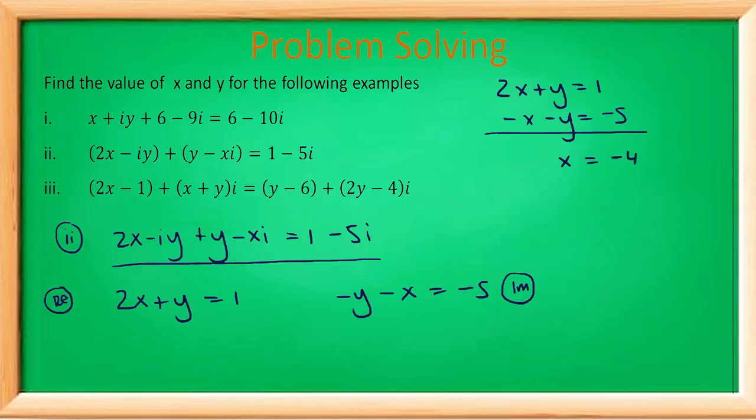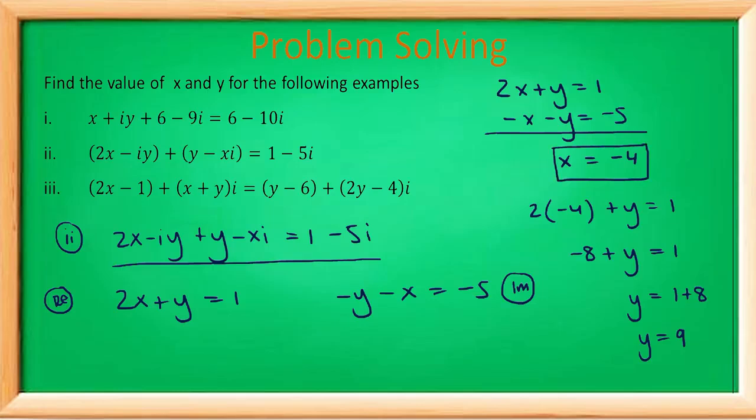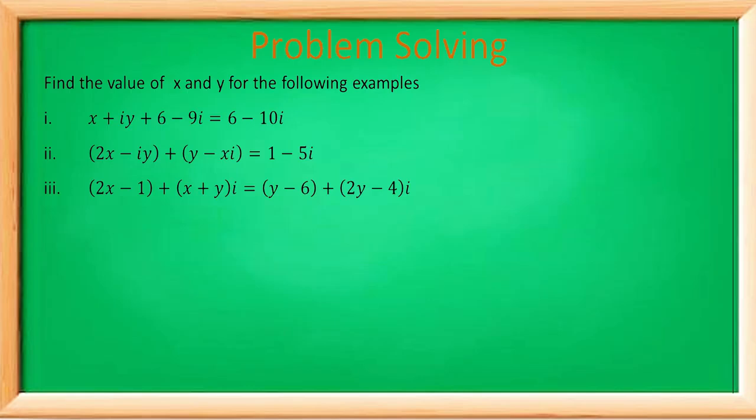Now we use x to find y. So we'll take our first equation. We're going to sub in minus 4. So we have negative 8 plus y equals 1. Therefore, y equals 1 plus 8. So y is equal to 9. So we found our two values. x is equal to minus 4 and y is equal to 9. So let's look at part 3.